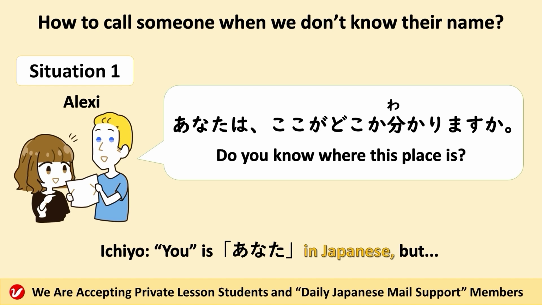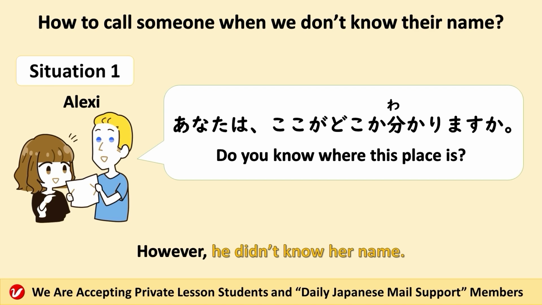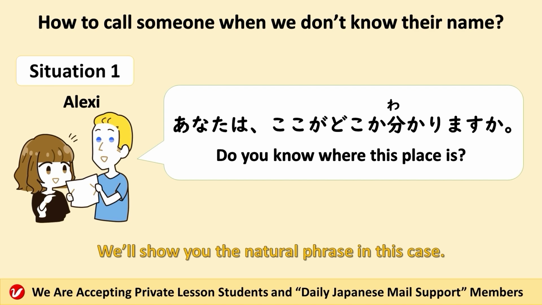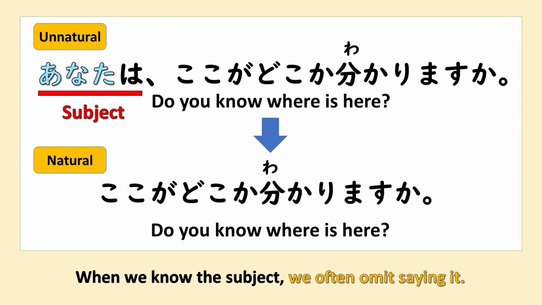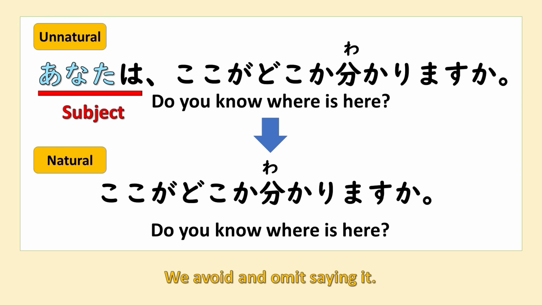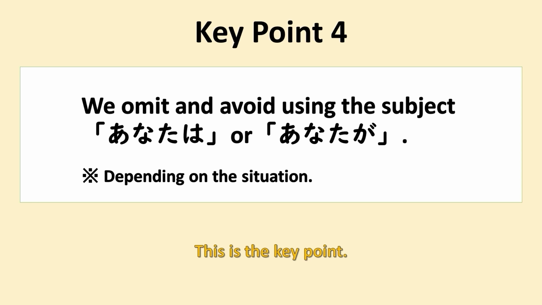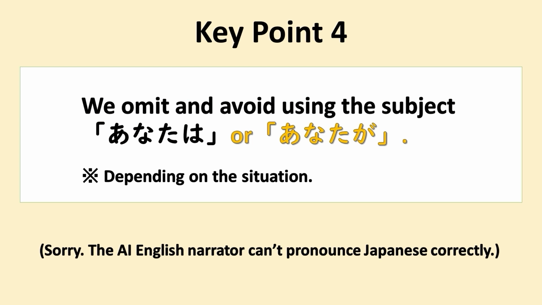You is あなた in Japanese, but I thought that we should use the person's name instead of using あなた. However, he didn't know her name. We'll show you the natural phrase in this case. あなたは is the subject in this sentence. When we know the subject, we often omit saying it. Of course, using あなたは becomes rude. We avoid and omit saying it. Key point 4. This is the key point. We omit and avoid using the subject あなたは or あなたが.